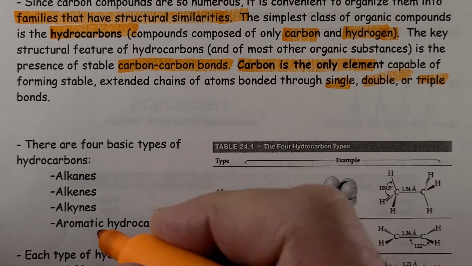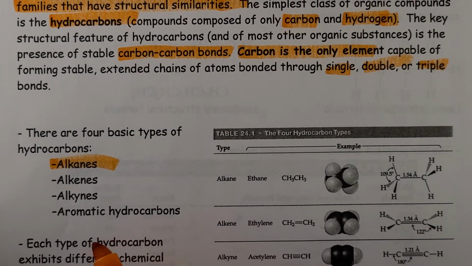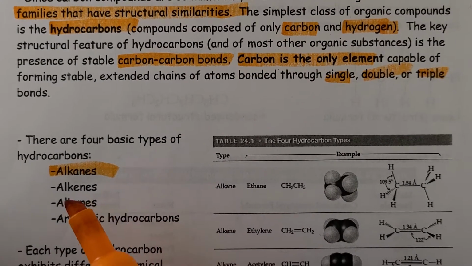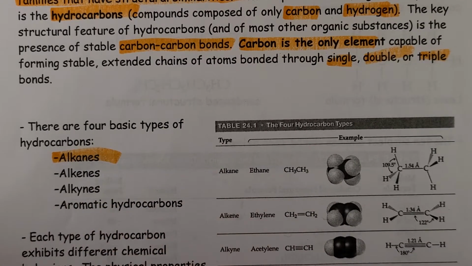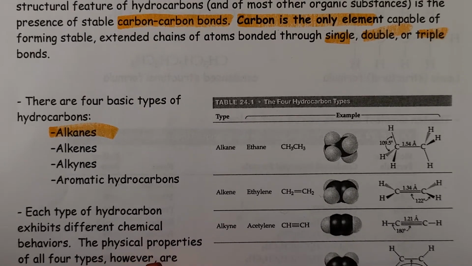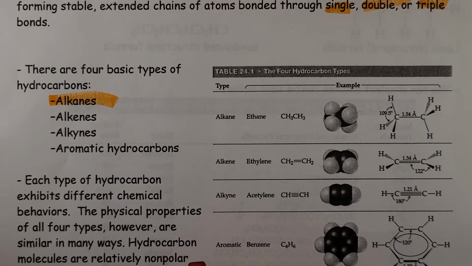There are 4 basic types of hydrocarbons. Alkanes, which is the one we're going to look at in this section of MS 3.2. Then we'll look at alkenes, then alkynes, and then aromatic hydrocarbons. Each type of hydrocarbon exhibits different chemical behaviors. The physical properties of all 4, however, are very similar.